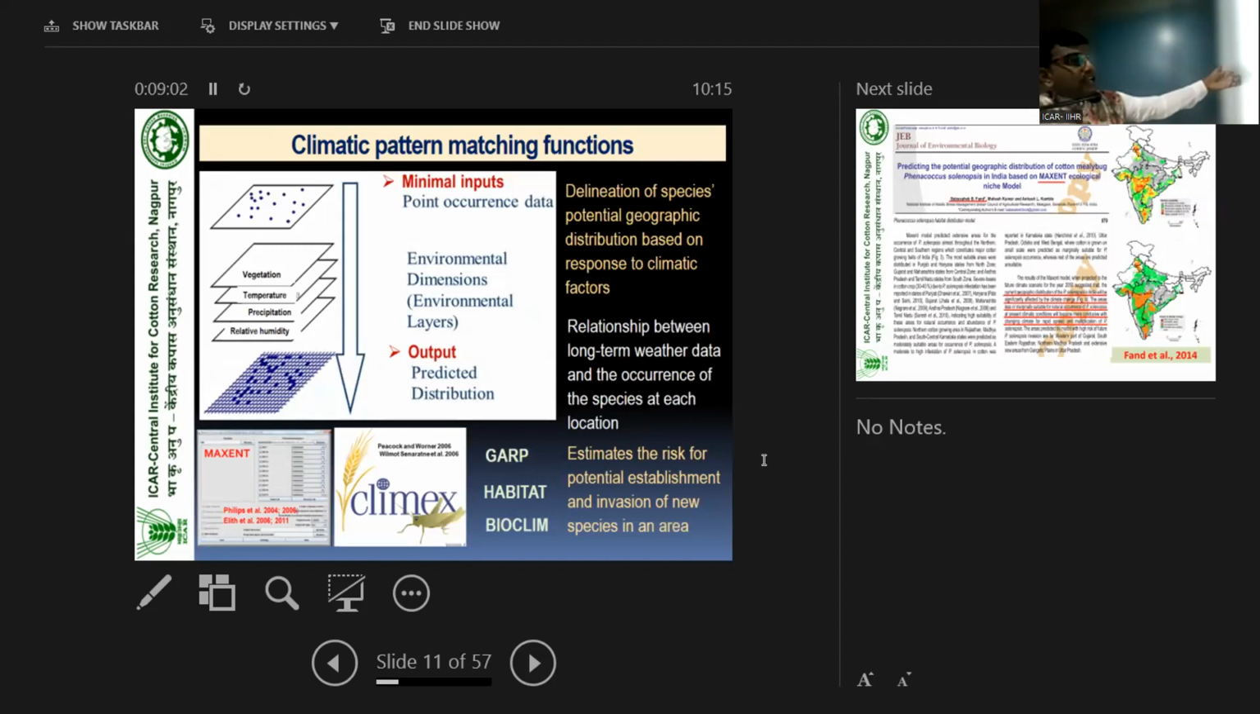Other than Maxent and Climex, there are GARP, Habitat, and Bioclim. These are different models, called climate pattern matching functions. As of now, Maxent is most frequently used because it is free of cost. Climex, Dr. Sridhar sir is the only expert, I think, but it is paid, so many people are not getting access to it. Otherwise, it is also a wonderful tool.